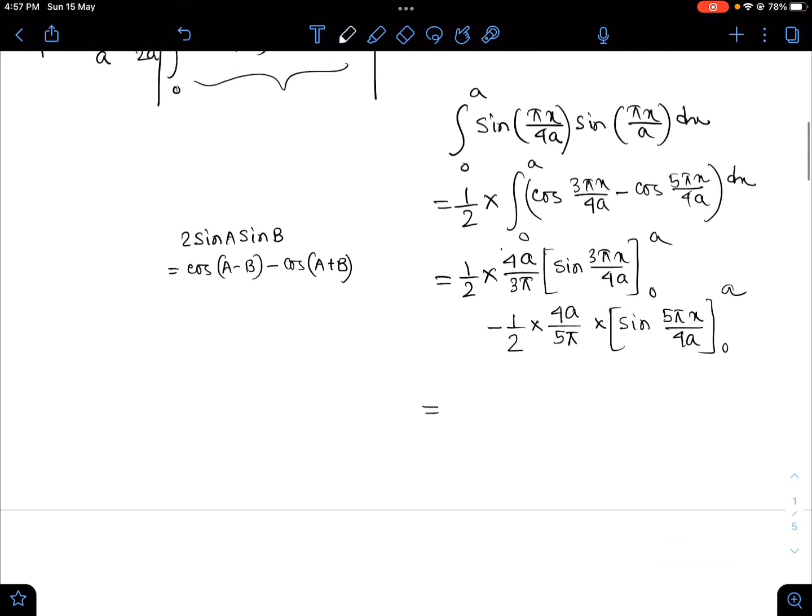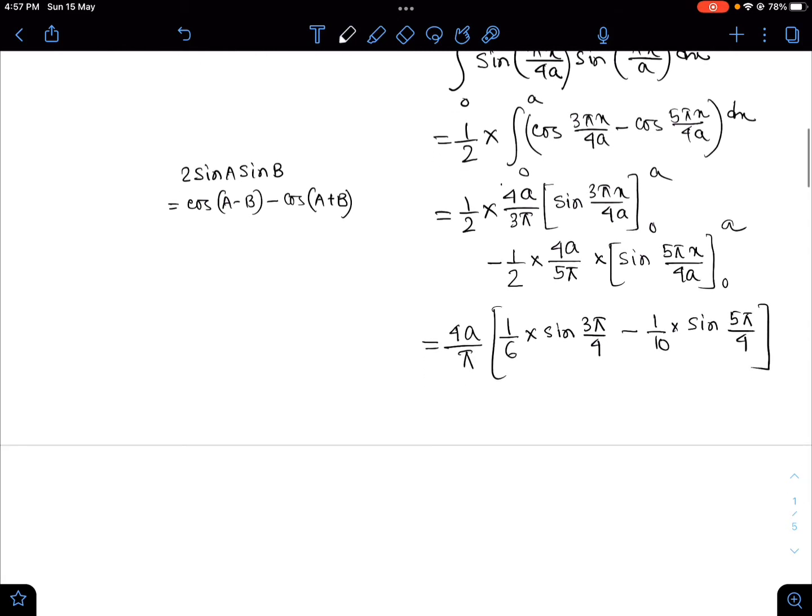So what will be the value? Let us take 4a by pi as a common factor. From the first term we have 1/6 into sine 3 pi by 4 minus 1/10 sine 5 pi by 4. So let us put the value of this.